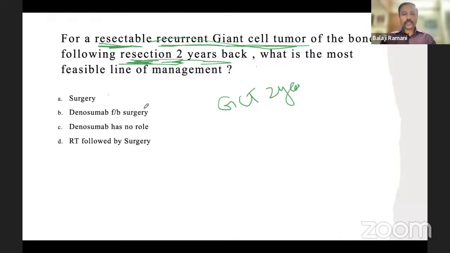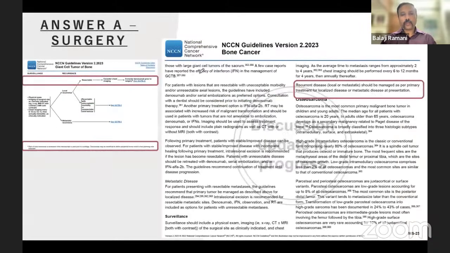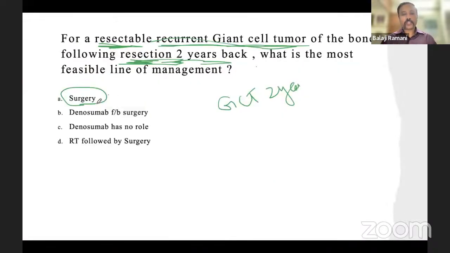Right. So here, I have slightly modified the options which were given in the examination. One option was surgery followed by denosumab, but I believe the answer to this question should actually be surgery. In general, what you have to remember is that wherever you have a resectable recurrence, the option is always going to be surgery. Whenever the resection is possible, you go for redo surgery and remove the tumor. Now, the acceptable second alternative option will be denosumab followed by surgery.